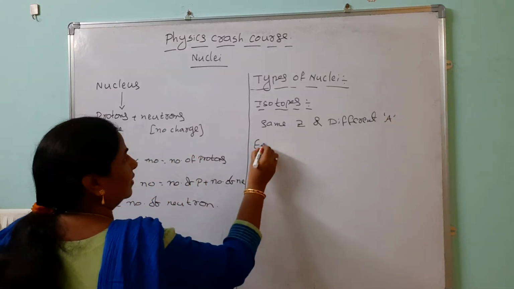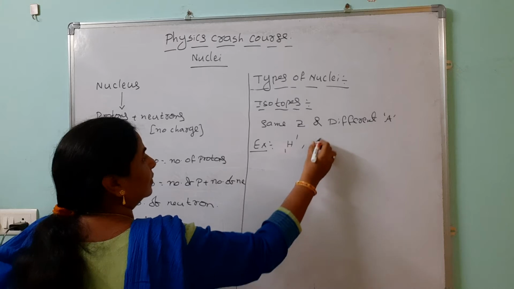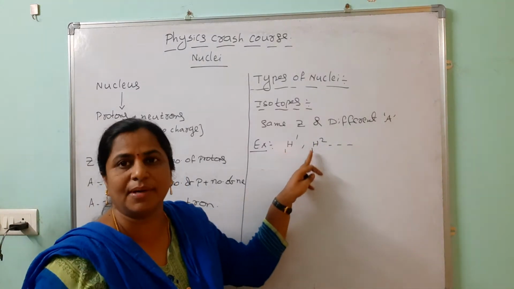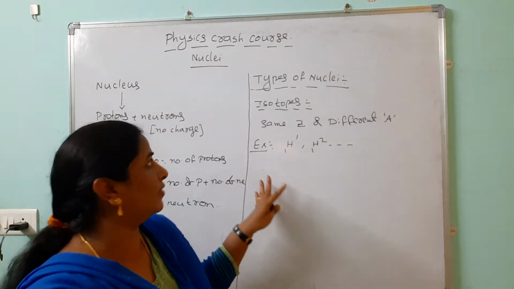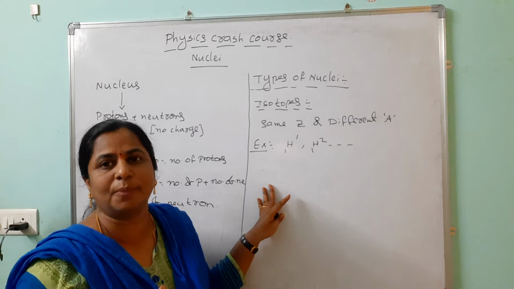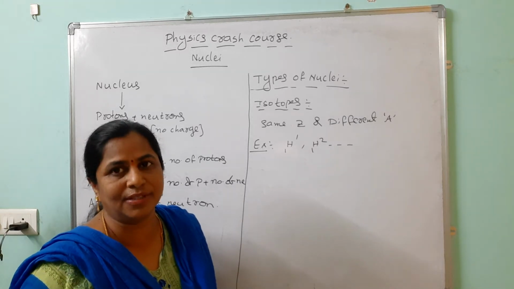What is the example for that? H11, H12, so on you can take. See, look here, atomic number is the same but mass number is different. This type of nuclei are called the isotopes. So this type of questions also they will ask.